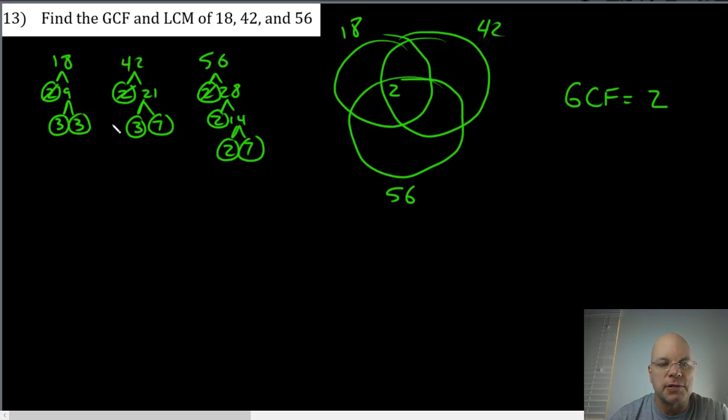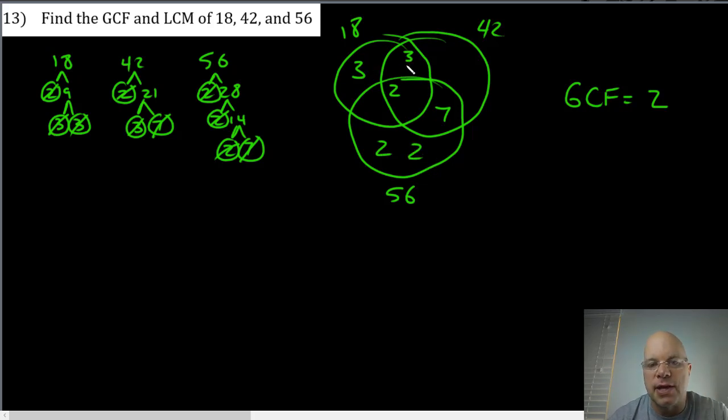And then let's place these 3s. I'll take a 3 off of each of the trees for 18 and 42 and place that in the intersection of 18 and 42. I'll place the 7 that's shared by 42 and 56 in their intersection. And then I'll complete 18 by putting a 3 in the 18 only. And 42 is complete. I'll complete 56 by putting 2 2s in this area right here. Then I'll check my circles.